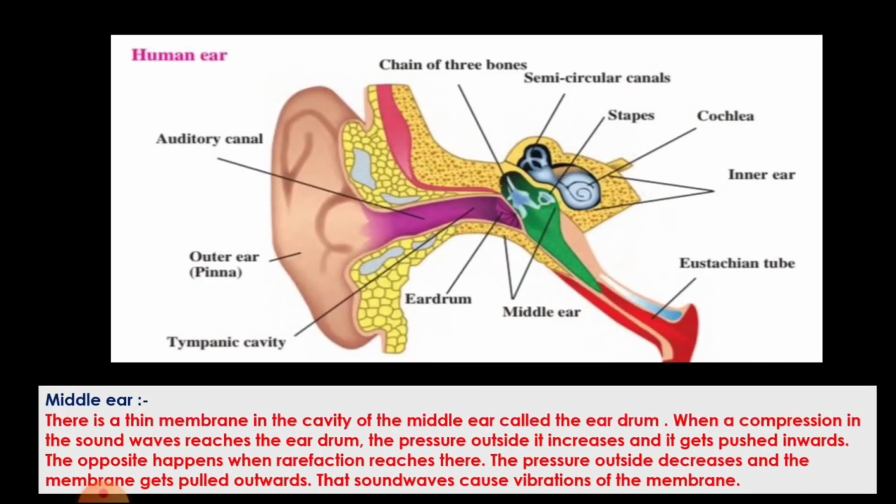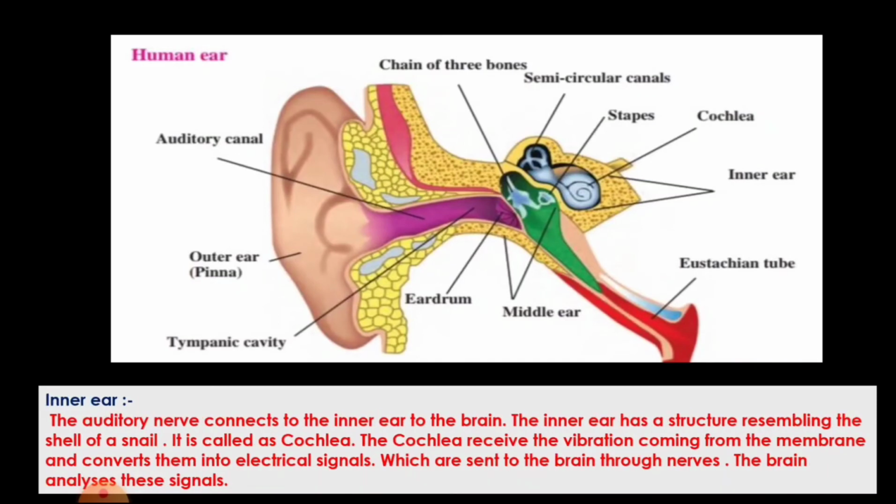In the middle ear, there is a thin membrane in the cavity which is called the eardrum. When a compression in the sound waves reaches the eardrum, the pressure outside increases and it gets pushed inwards. The opposite happens when the rarefaction reaches there. The pressure outside decreases and the membrane gets pulled outwards. The sound waves cause vibrations in the membrane.